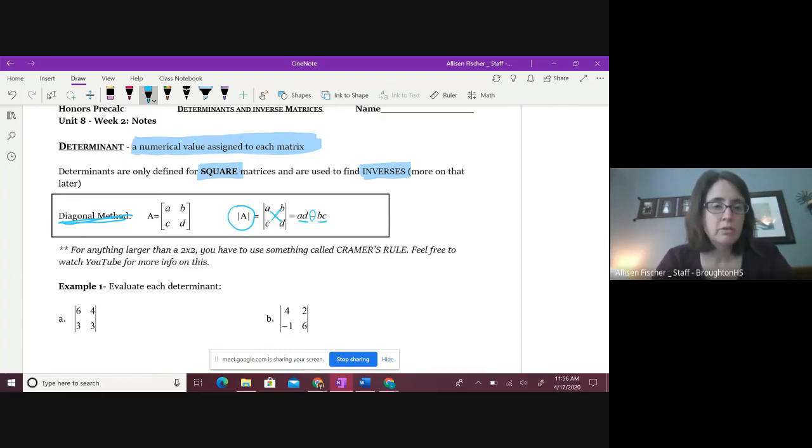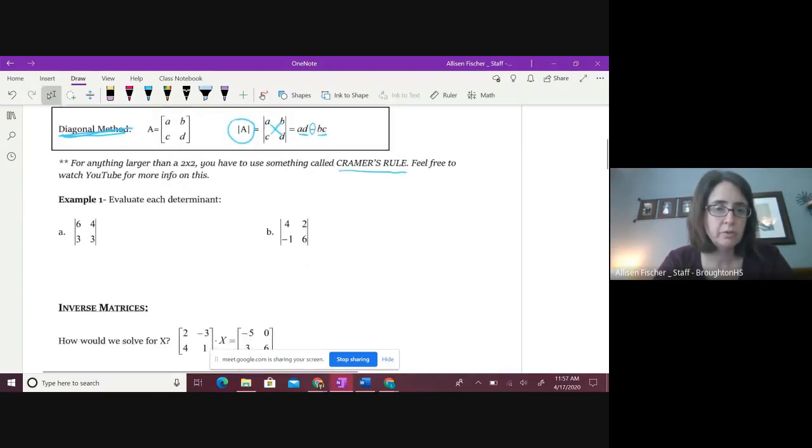So that's what we're going to do for a 2 by 2 matrix. If you have anything larger than a 2 by 2, you would use something called Cramer's rule. And if you are really jazzed up about learning about matrices, you can watch a YouTube video to learn about Cramer's rule if you want.